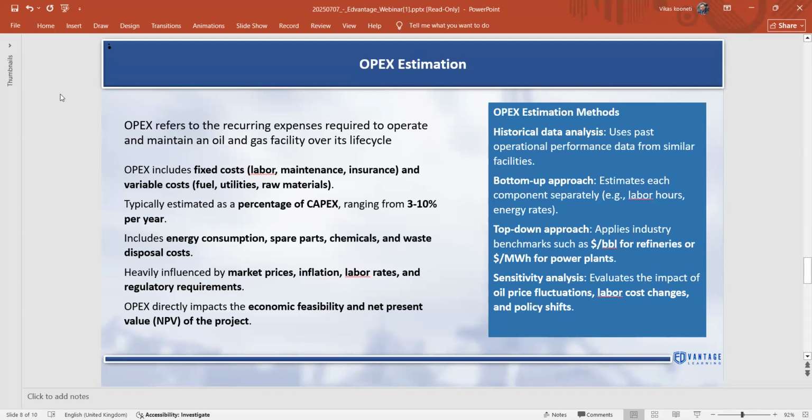Okay, so OPEX refers to the recurring expenses required to operate and maintain an oil and gas facility over its life cycle. OPEX includes fixed costs and variable costs. So, you have fixed OPEX and variable OPEX. Fixed costs are labor, maintenance, and insurance, and variable costs are fuel, utilities, and raw material. Typical estimates are a percentage of CAPEX, ranging from 3 to 10% per year.